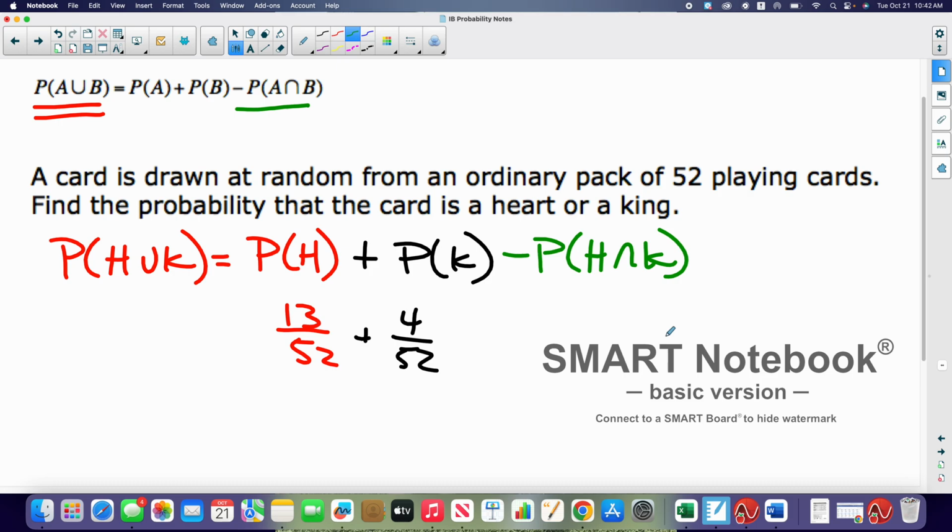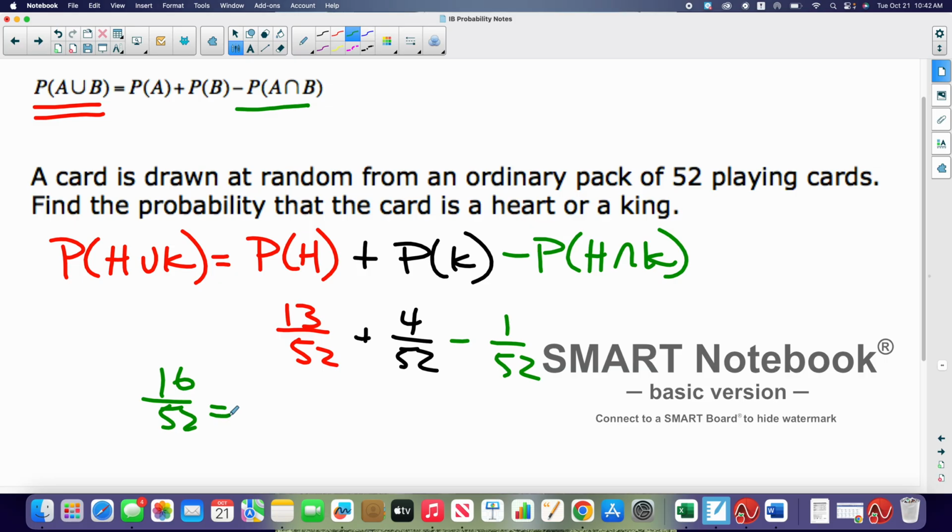So how many kings of hearts are there? Just one. There's only one card that got double counted. So minus the 1 out of 52. This is kind of where that situation is where this equation arose from. So that was 17 minus 1. So this would be 16 out of 52.